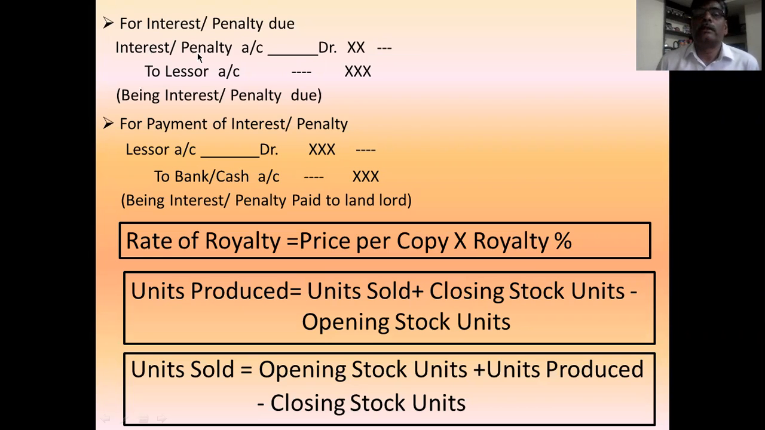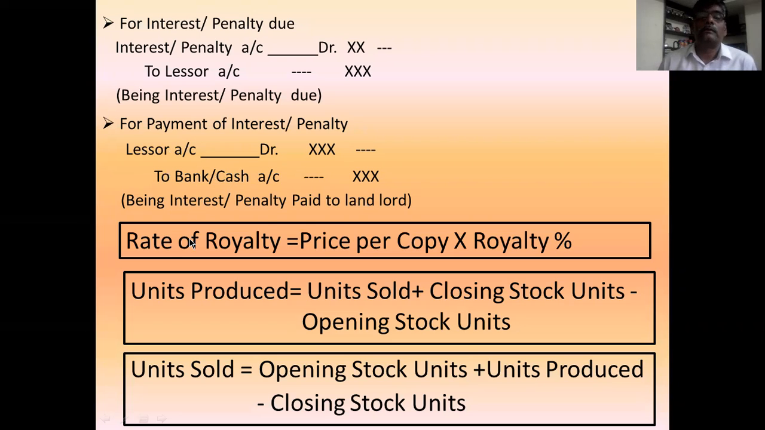If there is a penalty or interest for late payment, the journal entry is: interest or penalty account debit to lessor account, because penalty or interest increases the expense and also the liability increases. And for payment of penalty or interest, lessor account debit to bank. Lessor is a liability, bank is an asset. Bank balance and liability balance decrease whenever you make the payment.